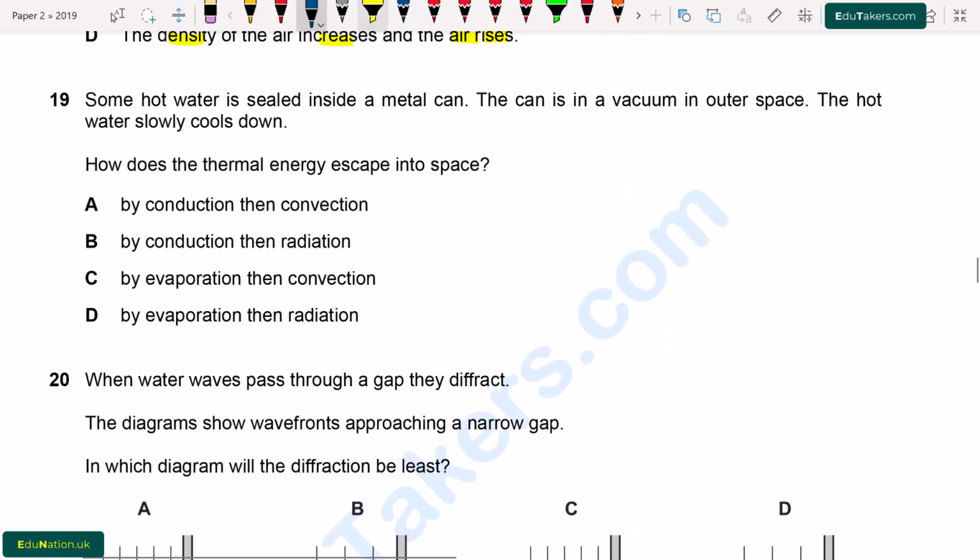Question number 19. Some hot water is sealed inside a metal can. The can is in vacuum in outer space. The hot water slowly cools down. How does the thermal energy escape into the space? Option A. By conduction and then by convection. B. By conduction then radiation. C. By evaporation then convection. D. By evaporation then radiation. So basically the thermal energy escape into the space by the conduction and then radiation. So from here option B is correct.